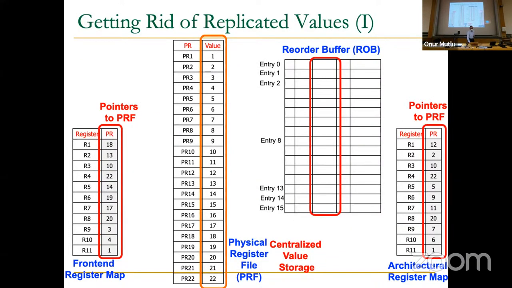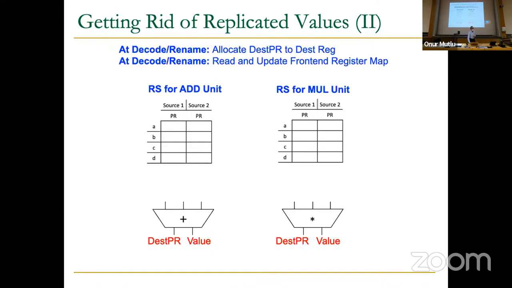And this is again to show you the picture. But to be able to do that, what you need to do is at decode and rename time, you allocate a destination physical register to the destination register. We don't talk about reservation stations anymore. Well, you allocate reservation stations also, but renaming is done by renaming the destination register to the destination physical register. And you read and update the front-end register map.